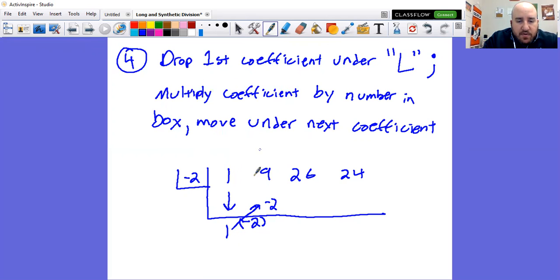We're going to take that coefficient, the 1, and multiply it by the number in the box. So we're going to multiply it by this -2. So I've got 1 times -2 in parentheses, which is -2. And then I move that -2 under the next coefficient, underneath the 9.